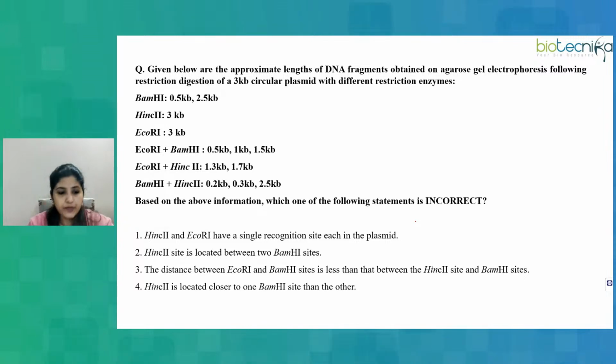So, last question for today. Given below are the approximate lengths of DNA fragments obtained on agarose gel electrophoresis following restriction digestion of a 3 kb circular plasmid with different restriction enzymes. When you perform digestion with BamHI, you will get 2 fragments. When you perform digestion with HincII, you will get 1 fragment, and so on. Now, based on the above information, which of the following statements is incorrect?